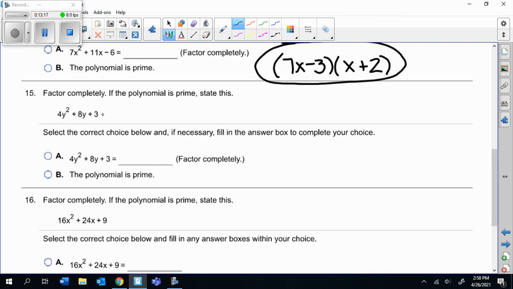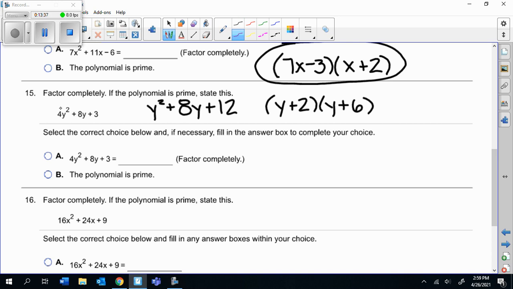15, 4 times 3 is 12, so y squared plus 8y plus 12. Factor out 12, it's going to be 2 and 6 that make 8. If we multiply by 4 in step 1, we've got to divide by 4 in step 3. 2/4, you can choose to do a second kind of middle step here if you'd like. 2/4 reduces down to 1/2. And then that 2 is going to slide in front of the y.